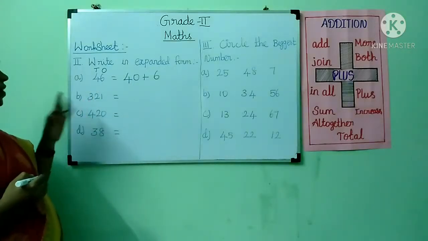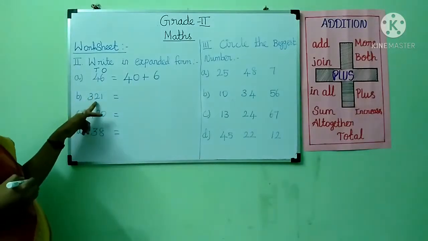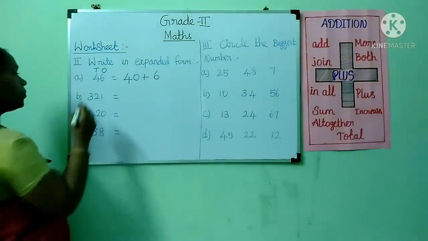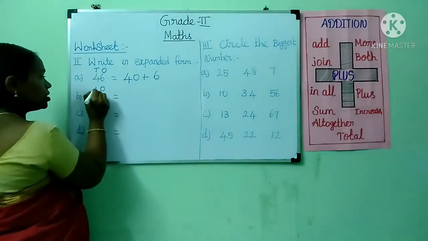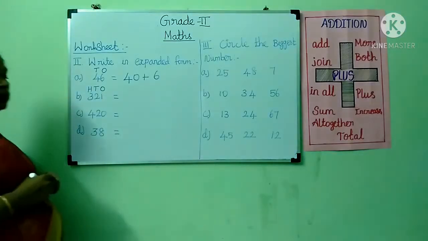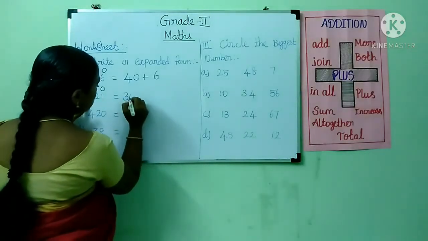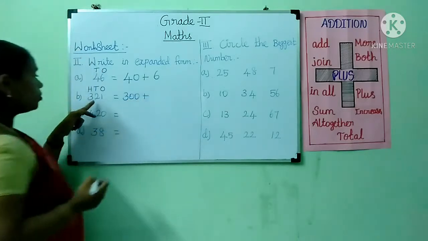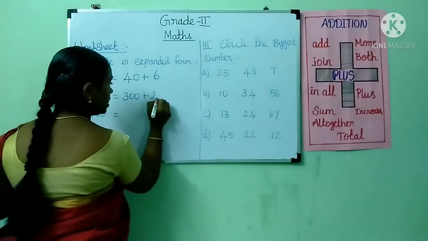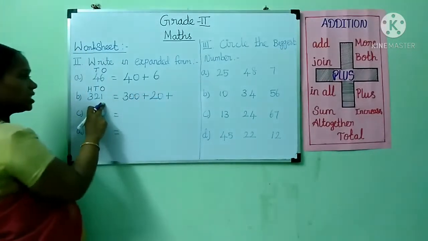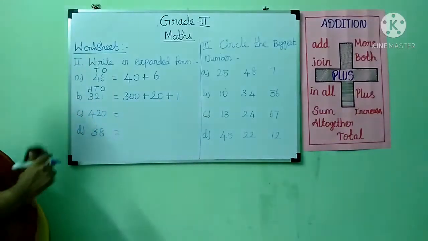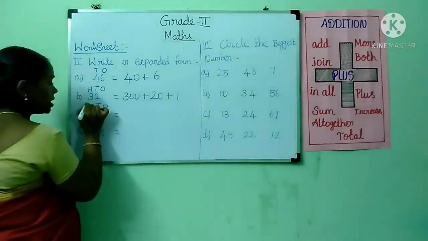The second sum has 3 places. 3, 2, 1. How to read this number? 321. See, 1 is the ones place, 2 is the tens place, 3 is the hundreds place. Okay, how to write this number? 300 plus, how many tens here? 2 tens. 2 tens means 10, 20. So write 20 plus, how many ones here? 1. So write 1. Are you clear, children?